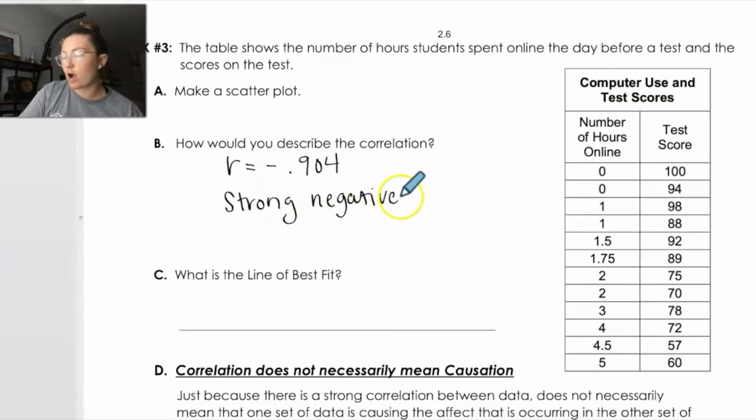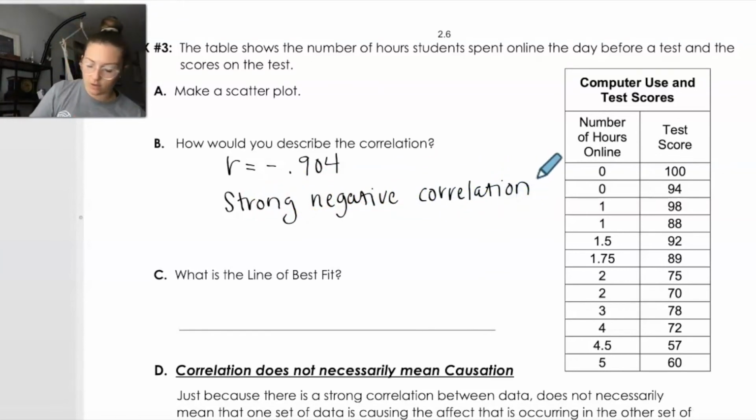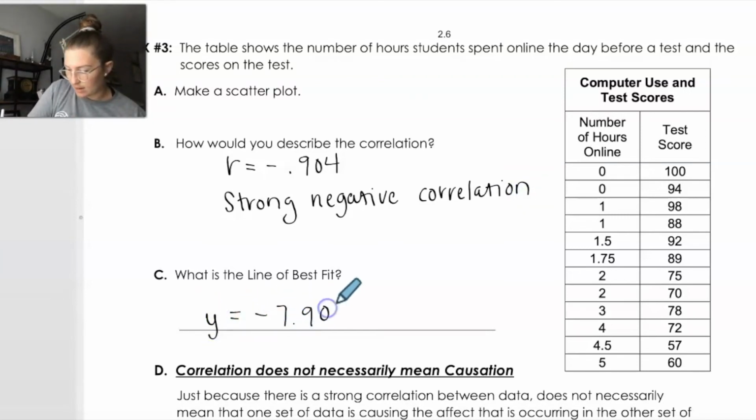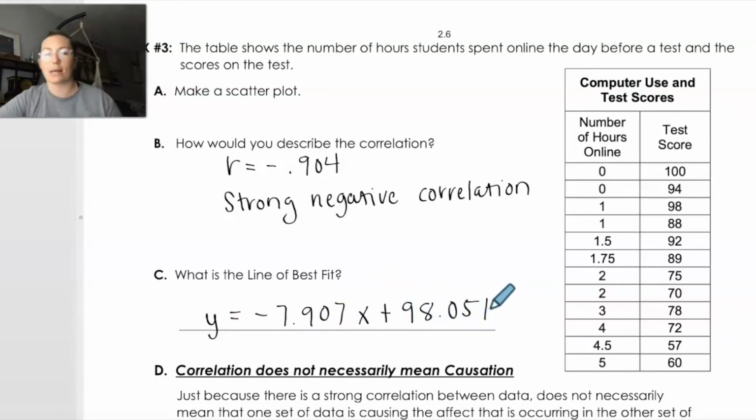So this has a strong negative correlation. Okay, what is my line of best fit? So that was y equals negative 7.907x plus 98.051. Okay. One more thing we should talk about here.